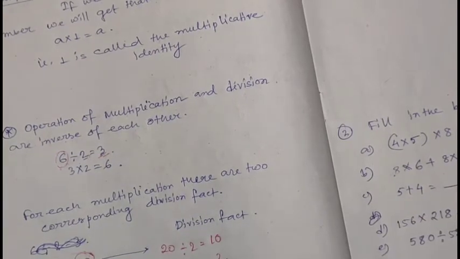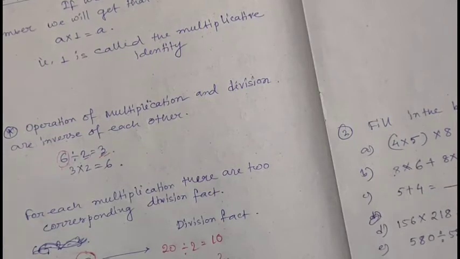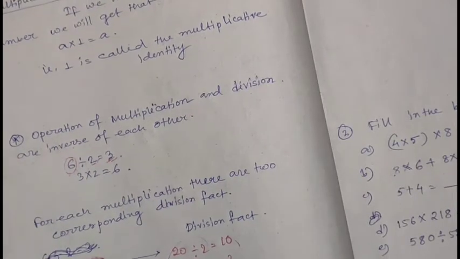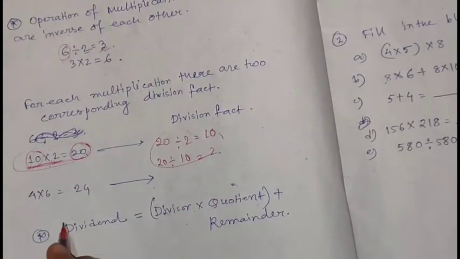So if we divide 20 by one number, we get another number. 20 divided by 2, we get 10, and 20 divided by 10, we get 2. So these are the division facts of this multiplication. So let's see another example.